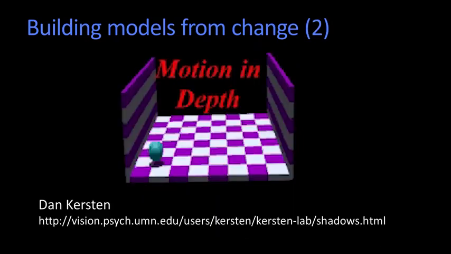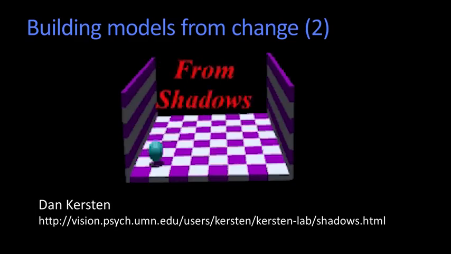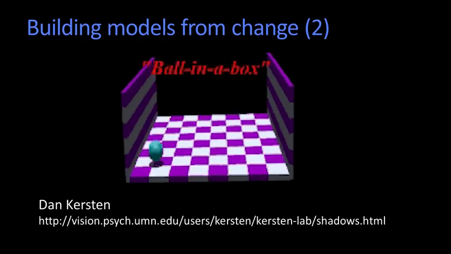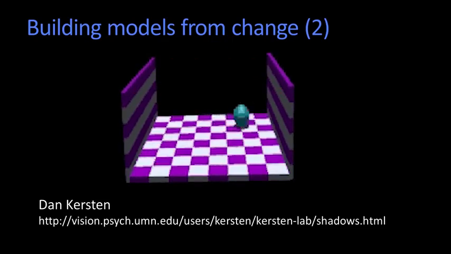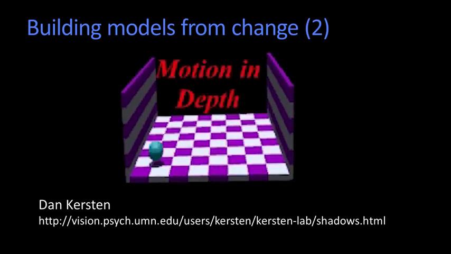So I'm going to show you a video now from Dan Kersten that shows you that perception is an active construction on the part of your head. So here, there's going to be this ball rolling back and forth, okay? And the ball is going to do the same thing, but the shadows are going to do something different. Ready? Watch. Whoa. Okay? So let's do that again.